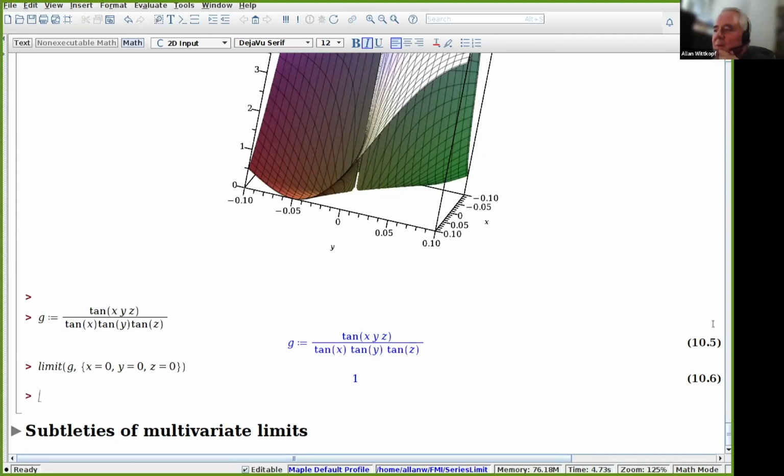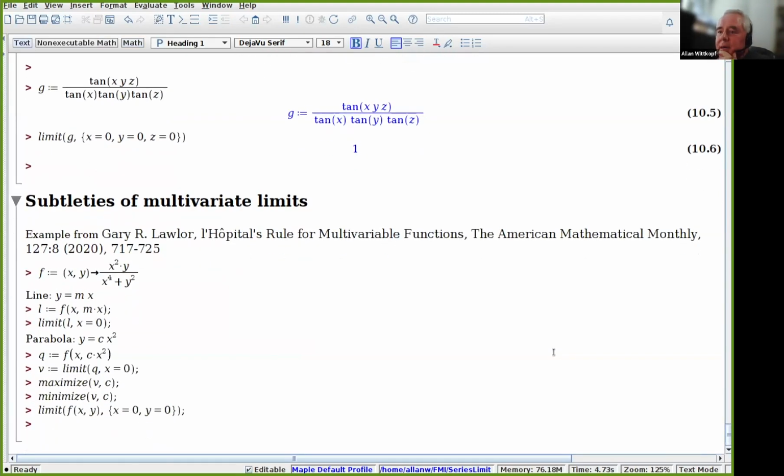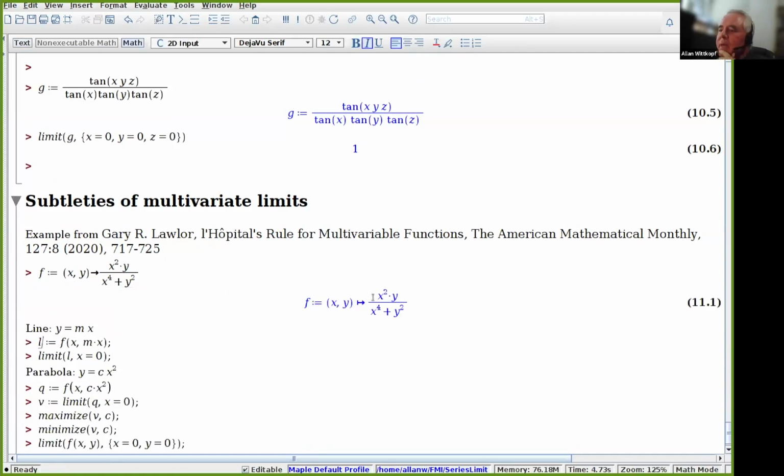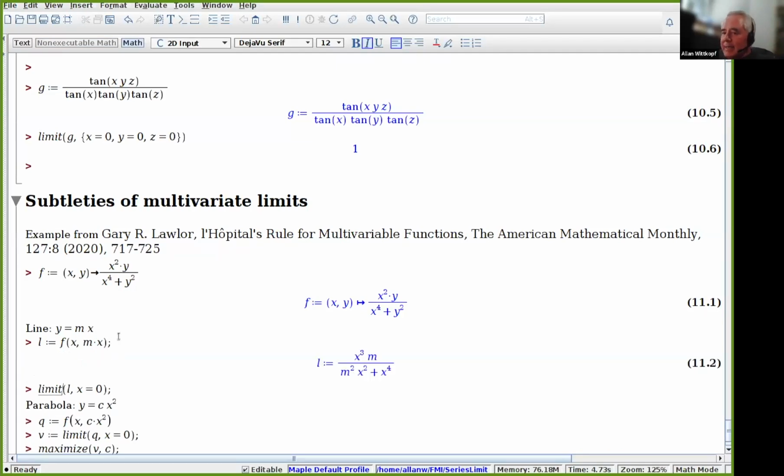And one other note, multivariate limits are a lot trickier than you might think. So I've got this reference here where this example came from. We have a nice simple rational function of two polynomials in x and y. So, okay, let's try and manually compute the limit for this. Let's approach this along the line y equals mx. So the function along that line looks like this. And if we take the limit as x goes to 0 of this function, we get a 0.